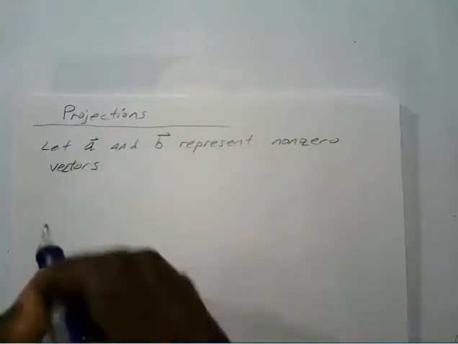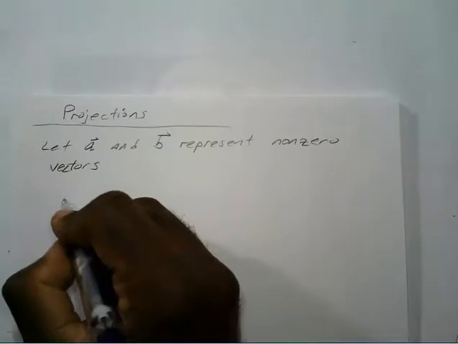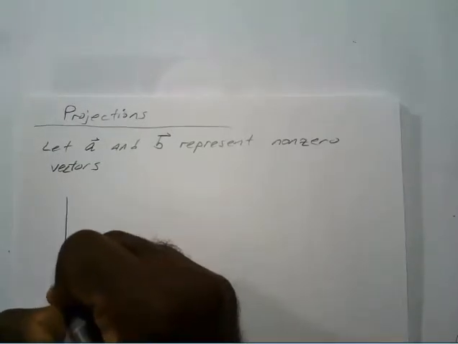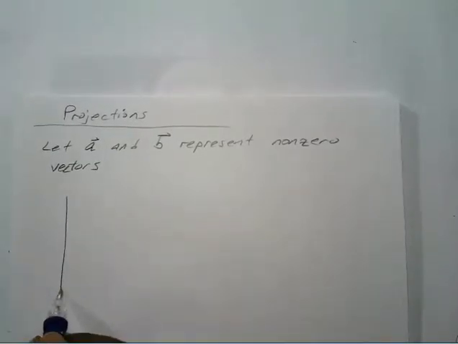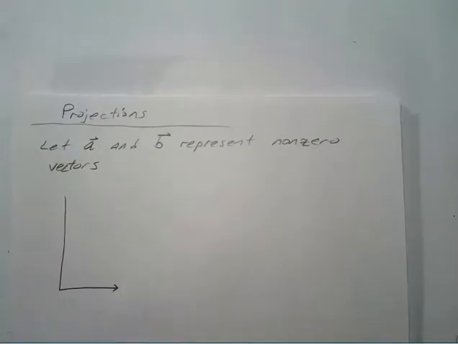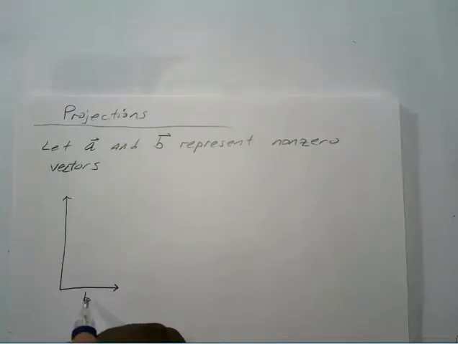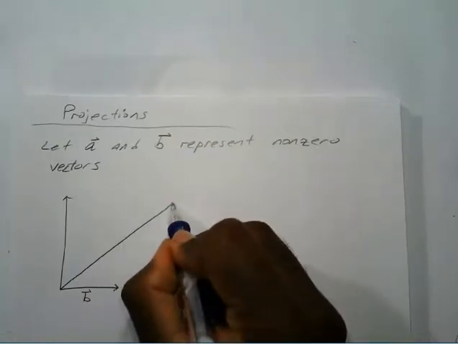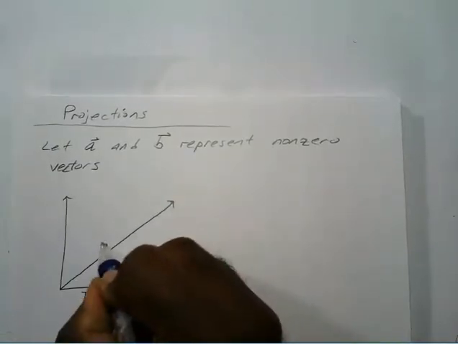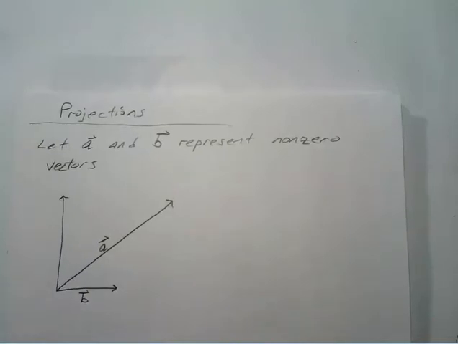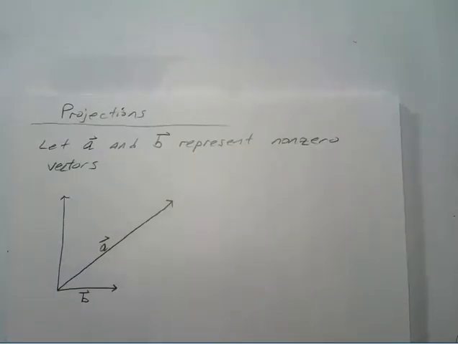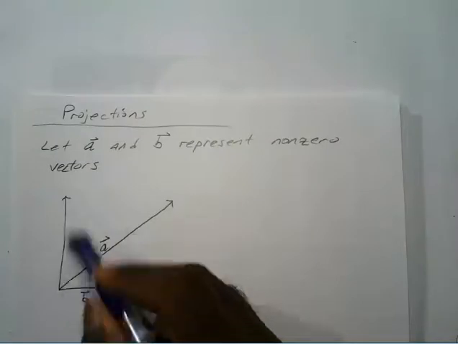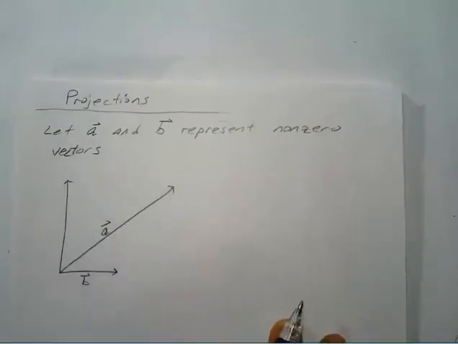All right. So let's say if we start drawing our vectors here. Okay, so let's say this is vector B, and let's say that this is vector A. Okay, now this vertical vector here, we'll call that vector W2.